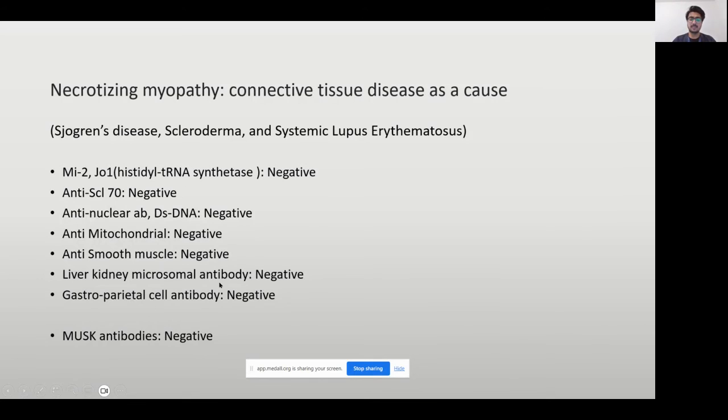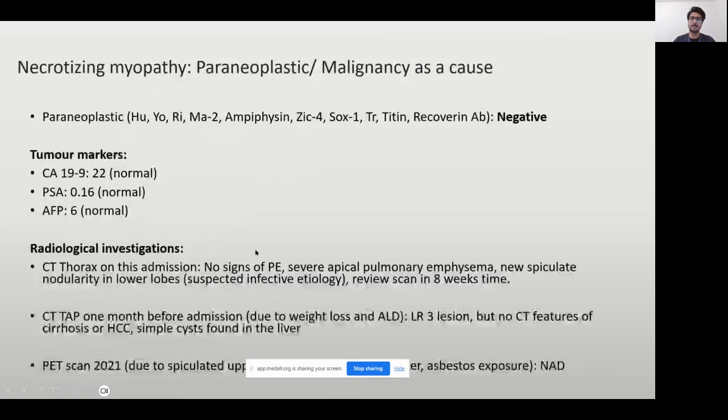They all came back negative. And we also sent some MuSK antibodies. They also came back negative as well. So the three most important conditions that can cause myopathy are Sjogren's syndrome, scleroderma, and SLE, and those were all negative as well.